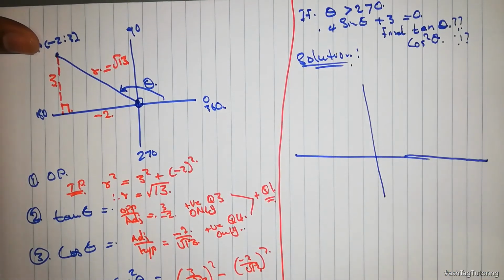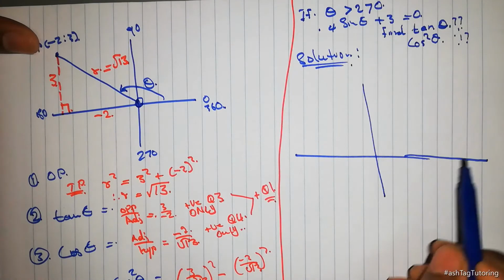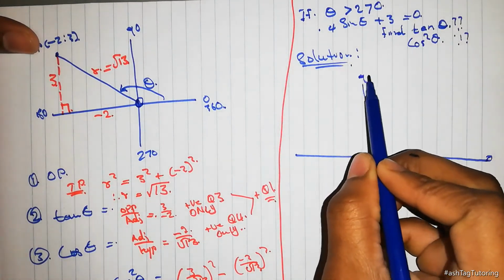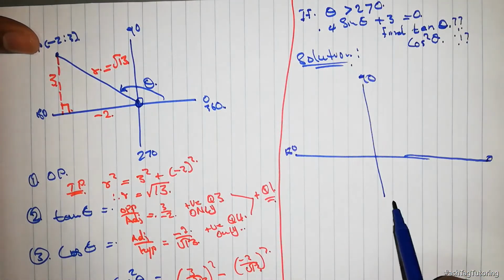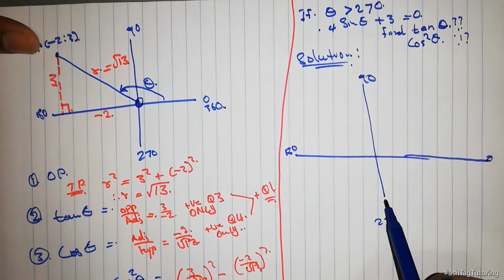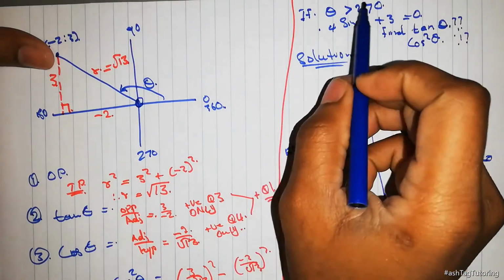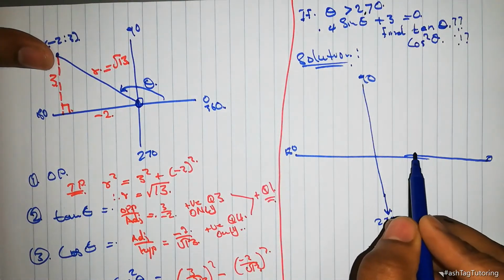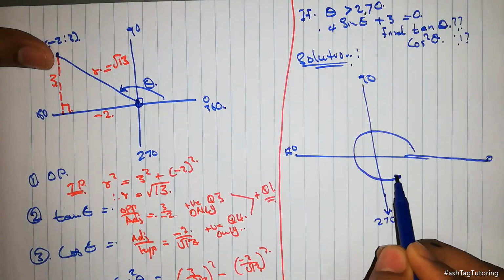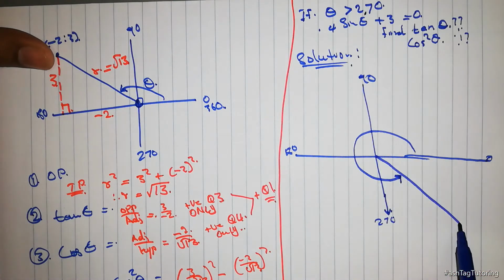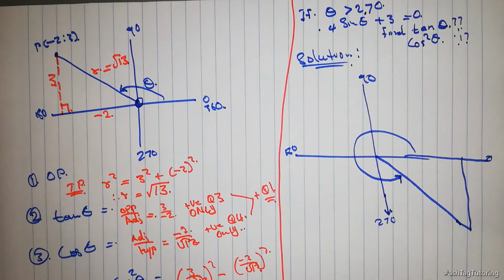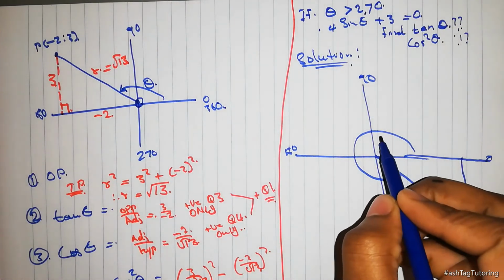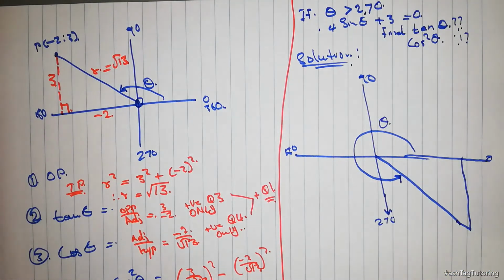Here we have 0, 90, 180, 270, and of course 360. We are told that this angle is more than 270, so that means it falls in quadrant 4, and that's your theta extension.